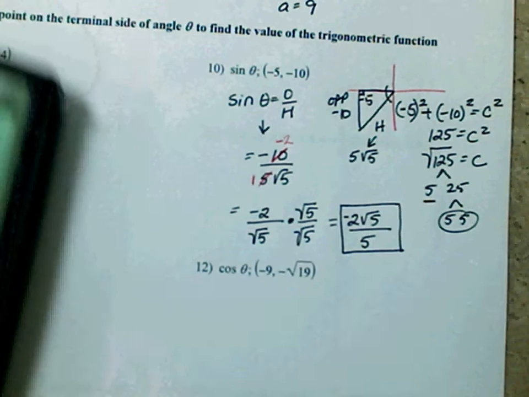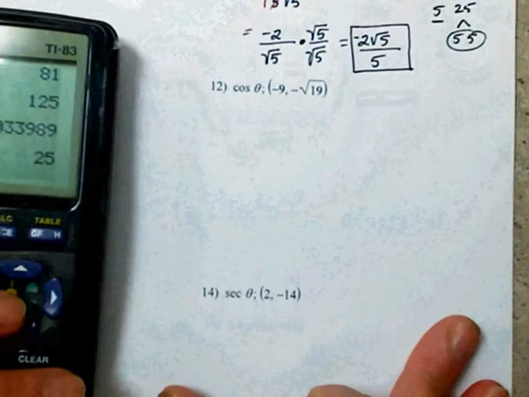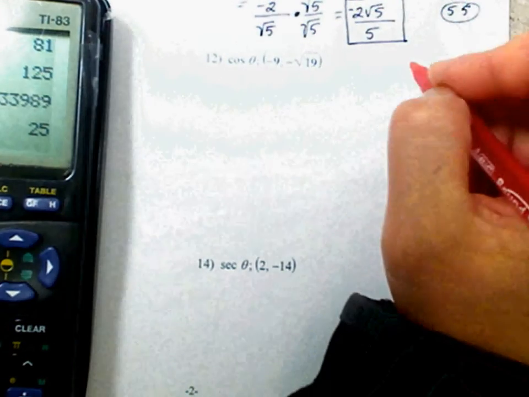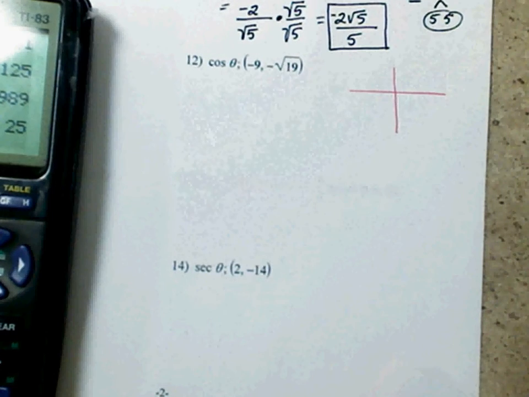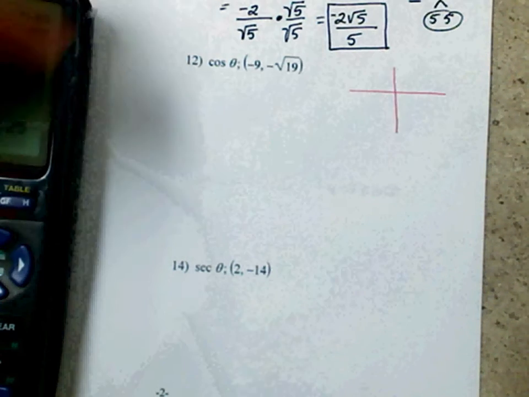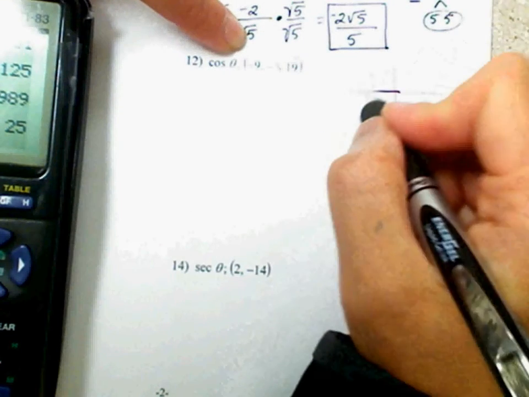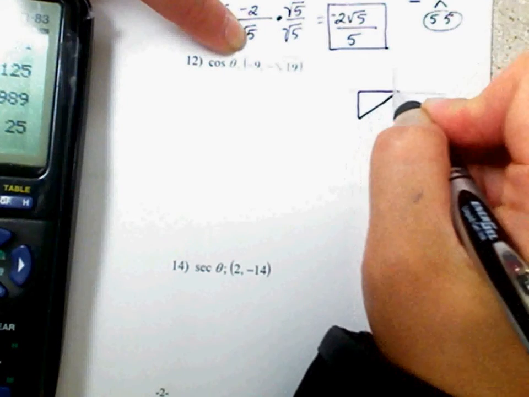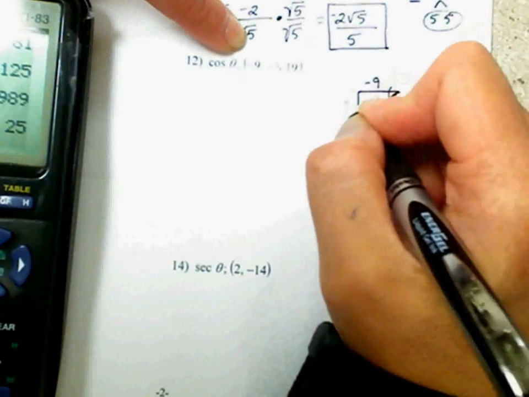All right. Number 12. Draw your coordinate plane. Make a quick little sketch to help you, just like that. Okay. You went -9, so you're going to go this way. Negative square root of 19, so you're going to go this way. Okay. So there you have your triangle with that point of reference. -9, negative square root of 19.